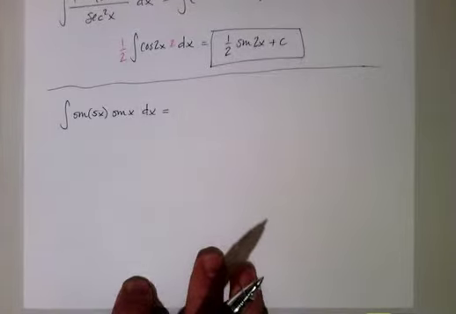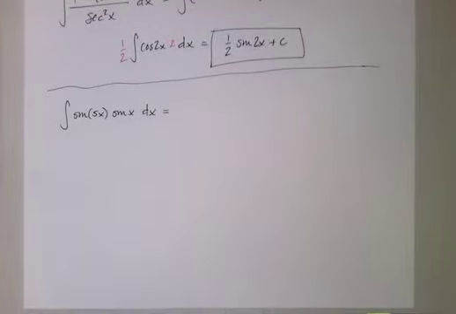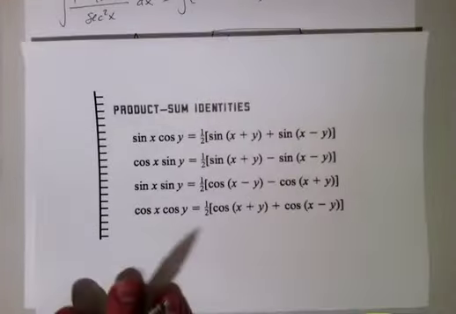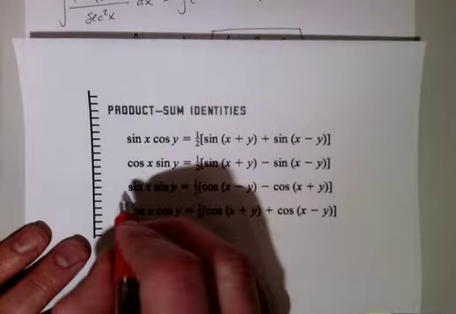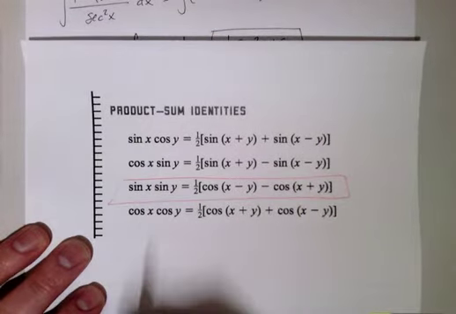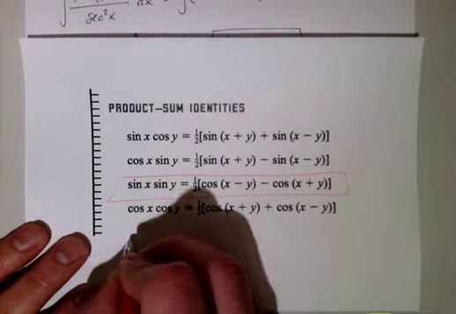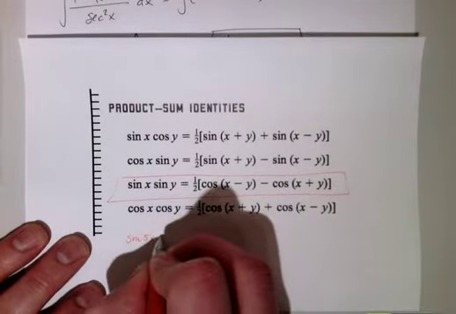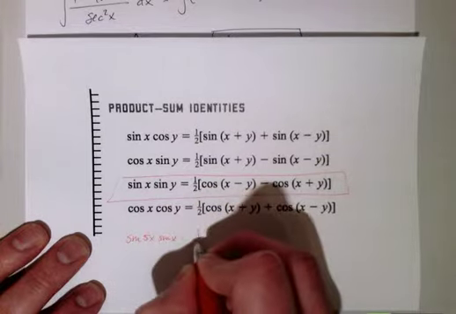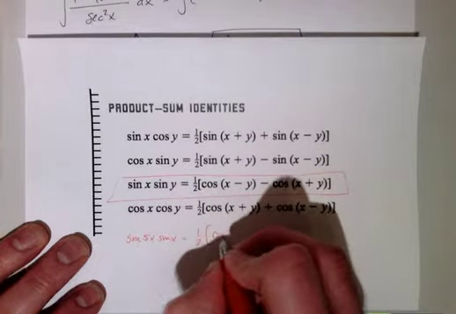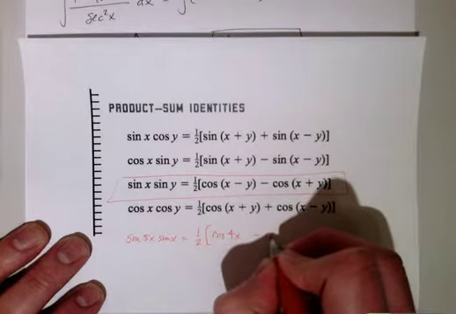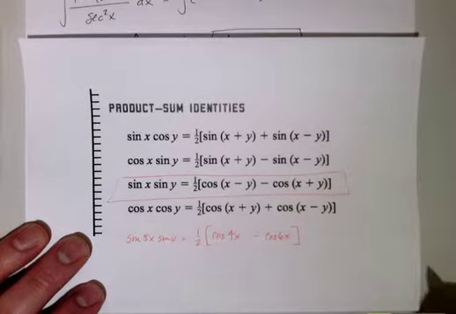Now, I don't know whether your teacher is actually going to ask you to know these and whether one of these is going to show up on the test, but I wanted to at least put one example on the video so that you knew what was going on. If you know the identities, it winds up being very, very straightforward, okay? This right here is the one that we're going to use because it's the one that fits our scenario. So sine of 5x, sine of x is equal to 1/2 times cosine 4x minus cosine 6x.